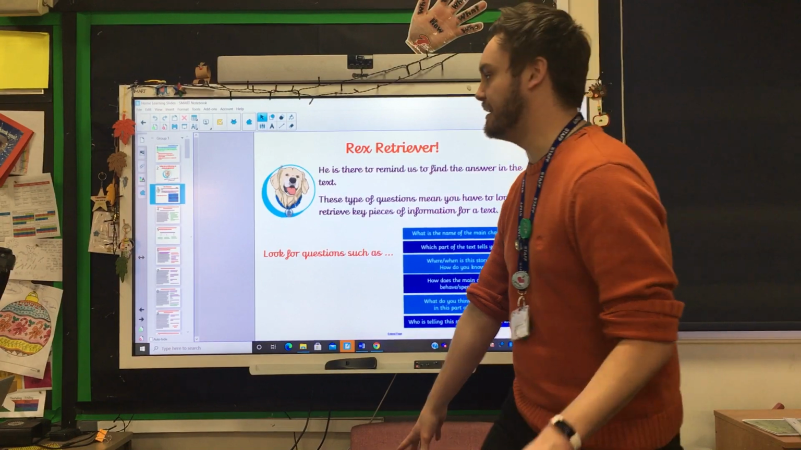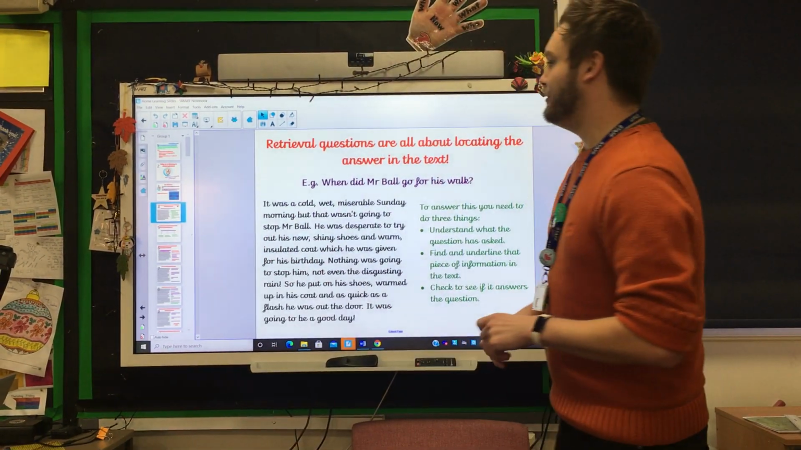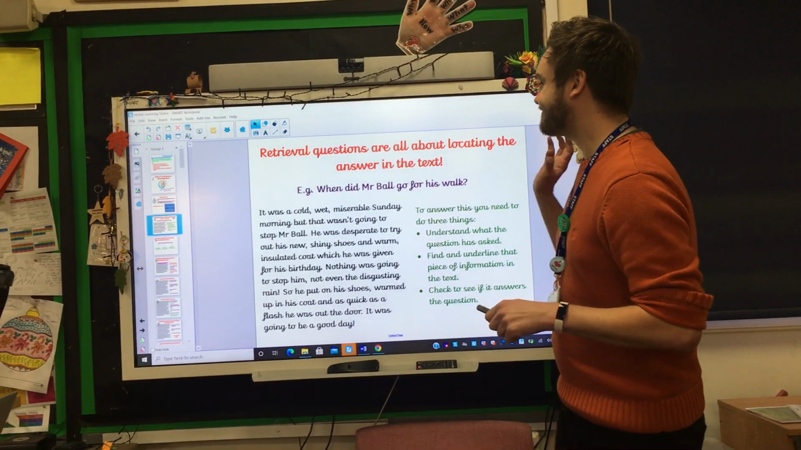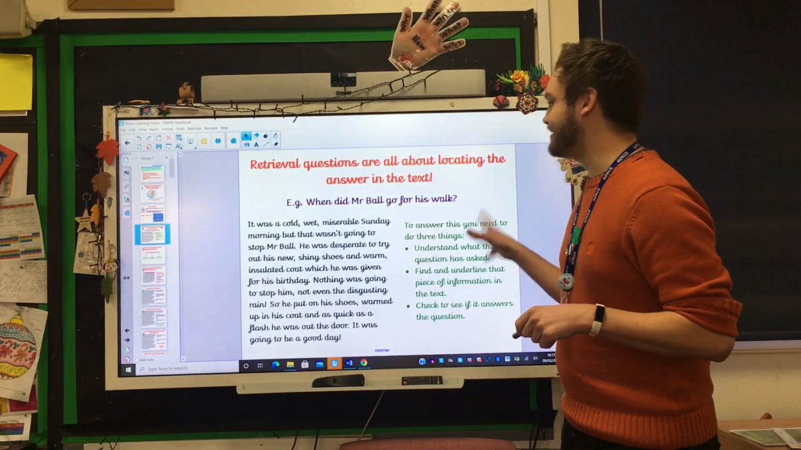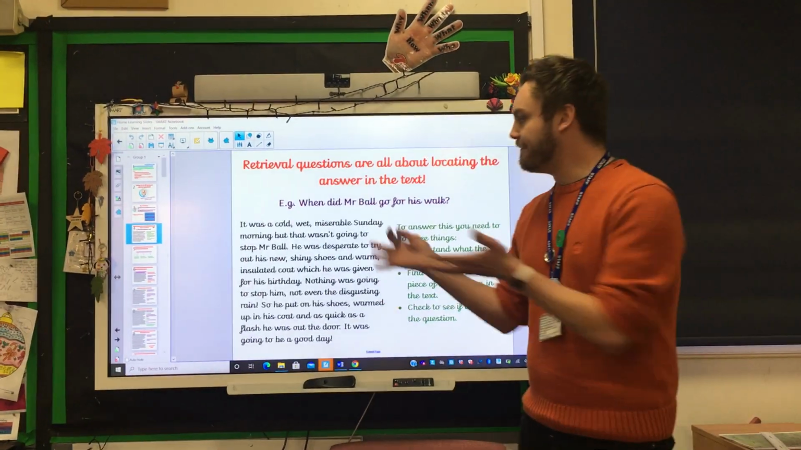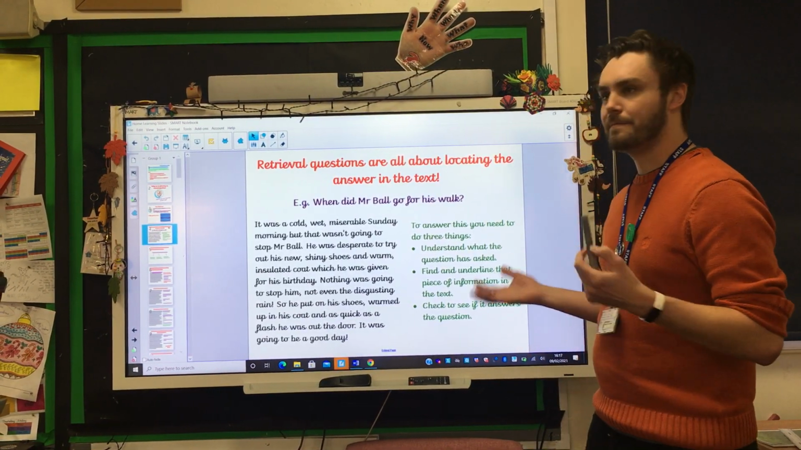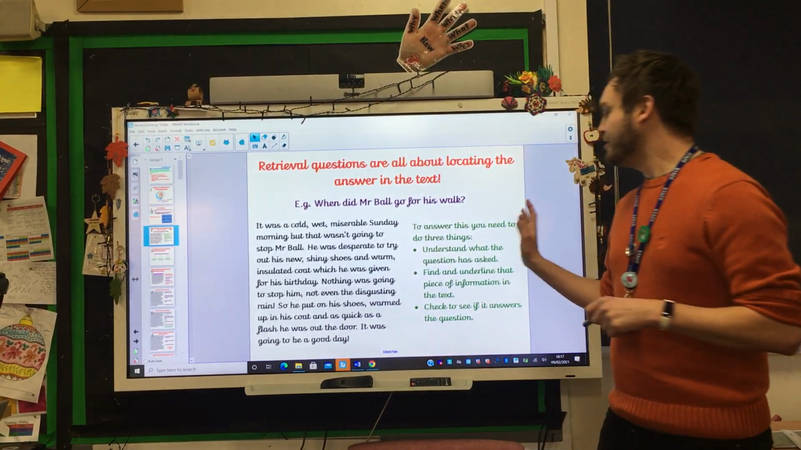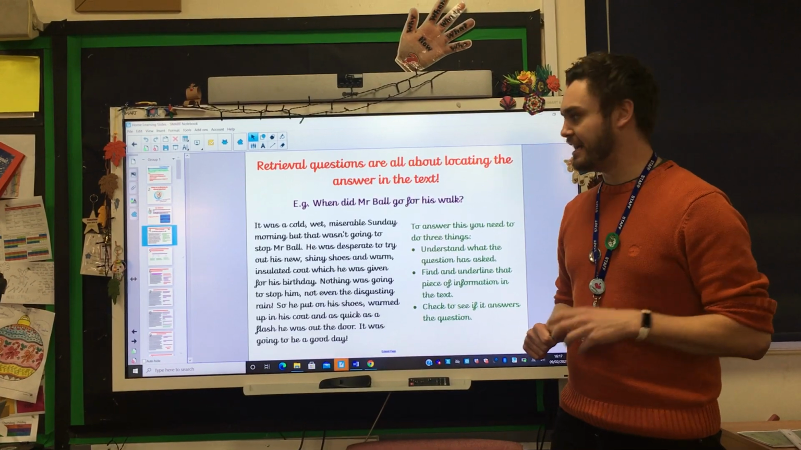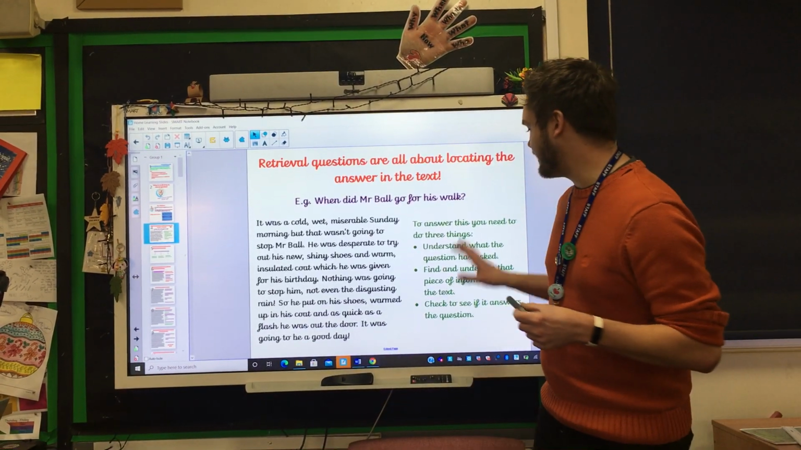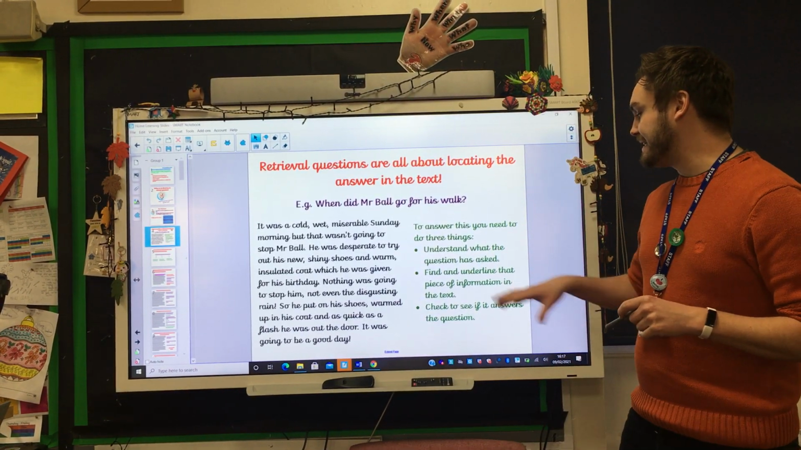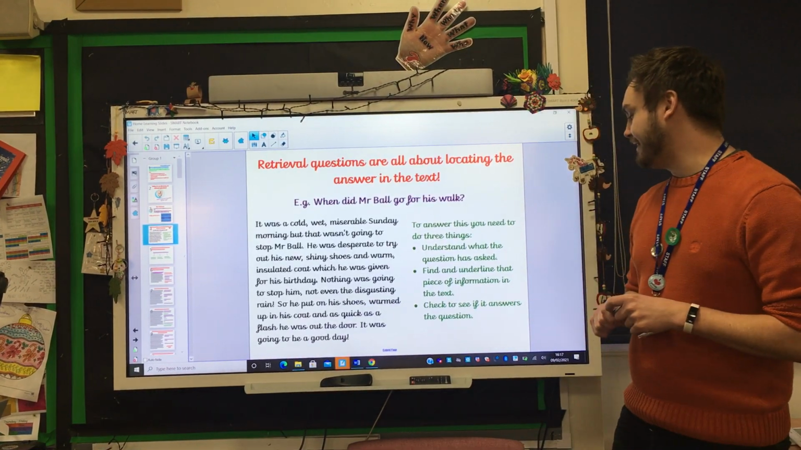So, with that in mind, I've been doing a little bit of reading. Retrieval questions are all about locating the answer in the text. So, if I read this text and answer the question, when did Mr. Bull go for his walk? You've got to do a few things. You'll need to understand what the question's asked. In this case, have a little think. Find and underline that piece of information in the text and check to see if it answers the question.